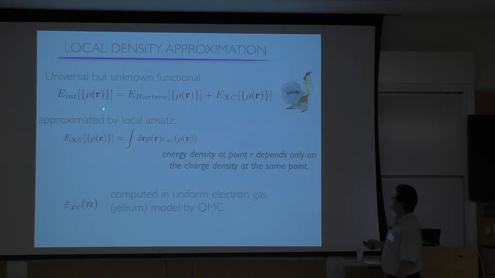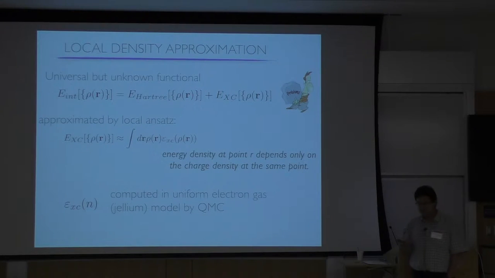Now, of course, this interacting functional is Hartree plus exchange correlation. And this exchange correlation functional, of course, is not known. It's a very hard problem to solve. However, there are very reasonable approximations available. And this local ansatz was actually written down in the original paper by Kohn, in his first paper, as far as I remember. And the ansatz is very simple. Namely, that the energy density, this E exchange correlation, at each point r depends only on the charge density at the same point. So it's very important.